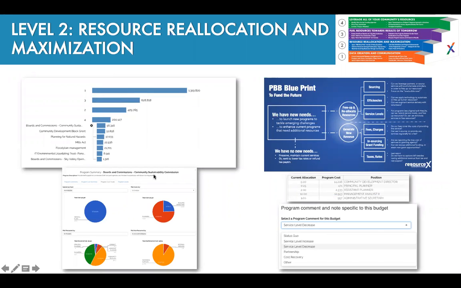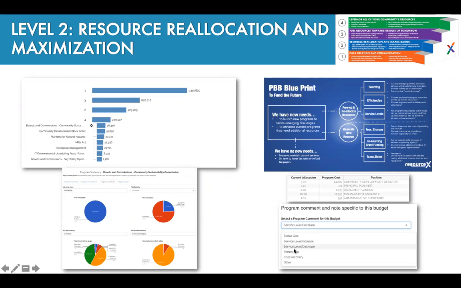Or here's another program in this community. They really wanted to focus on all of the support that staff are providing for their various boards and commissions. So they identified every single little board and commission that they convene and all the staff time that goes into supporting those boards.